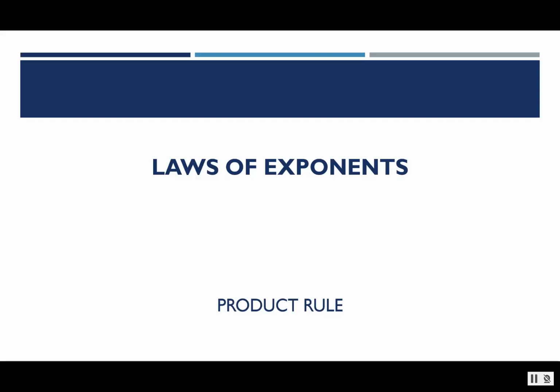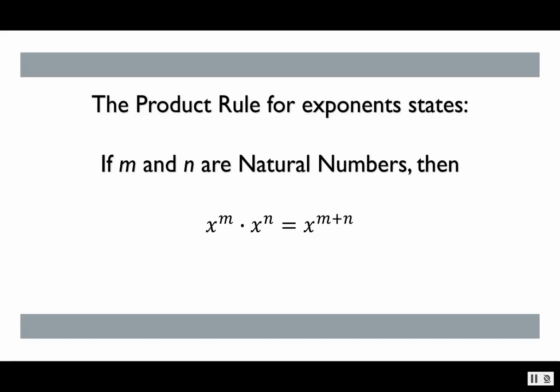In this video, we will begin our discussion of the laws of exponents by discussing the product rule for exponents. The product rule for exponents states that if we are multiplying two or more exponential expressions with the same base, we can simplify that expression by keeping the base the same and adding the exponents together. Let me say that again. When simplifying an expression using the product rule, the base stays the same and we add the exponents.